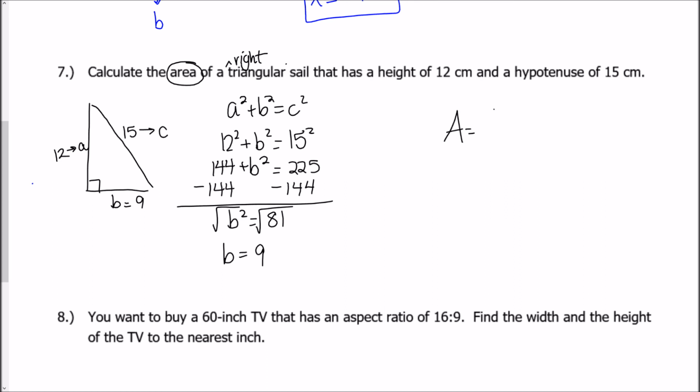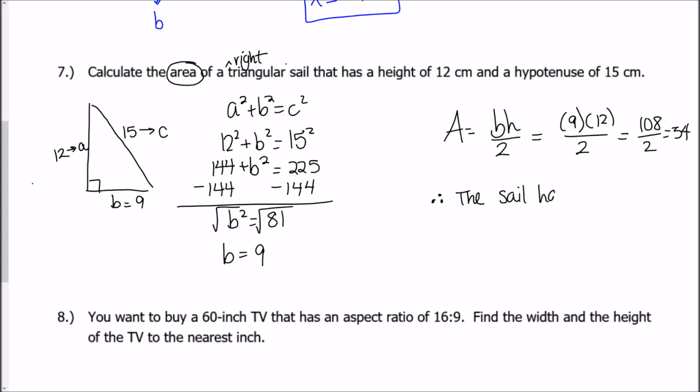And to find area, I need to do base times height divided by 2, or I could say 1/2 base times height. And since my base is going to be 9 and my height is going to be 12, I'm going to take 9 times 12 divided by 2. And then I'm going to actually go ahead and do my multiplication here. So 9 times 12 is going to be 108. Divided by 2, I end up getting 54. So I'm going to say, therefore, the sail has an area, and sorry, this is a 5 in case you can't read that, an area of 54 centimeters squared.